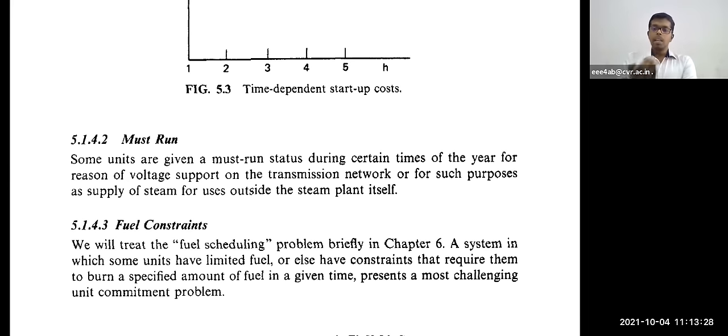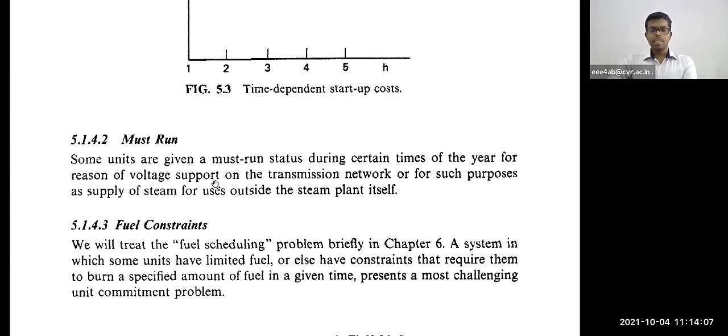Similarly, some other states might also have this kind of must-run generating units for generating reactive power alone. Not only that, some generating units have to be run for voltage support, and also to meet the demand, in particular the minimum demand. Definitely that generating unit has to be run, and then only can you satisfy the demand easily.